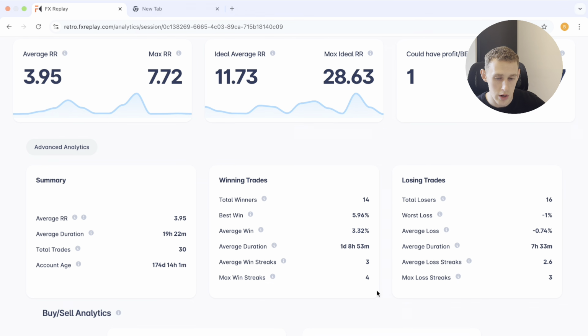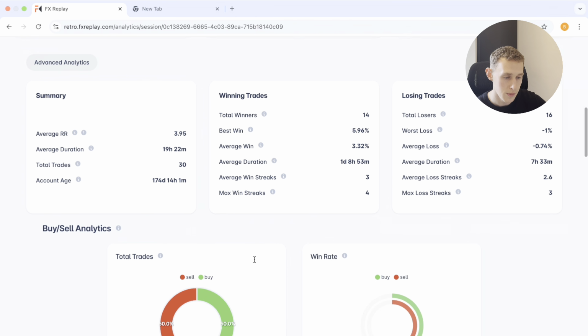The max loss streak we had was around 3 trades in a row. Not sure why that says 2.6, probably based on how it calculates it, but max loss streak was essentially 3. Actually, yeah, sorry, I was looking at the wrong one. Max loss streak is 3. Max win streak, we had 4 winning trades in a row, so that's good as well.